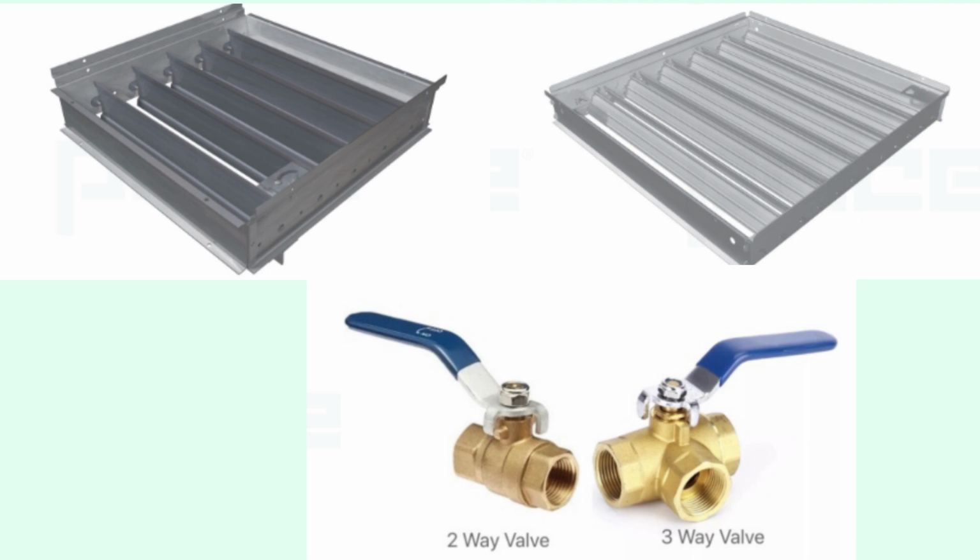Control devices and actuators. Controls need the right hardware to work effectively. Dampers. Opposed blade dampers offer smoother modulation. Parallel blade dampers open fast, perfect for isolation. Remember, even closed dampers leak, so use low leakage models where tight shutoff matters.